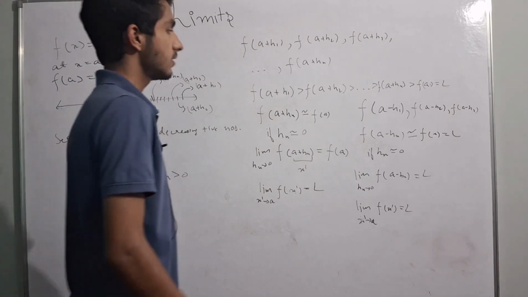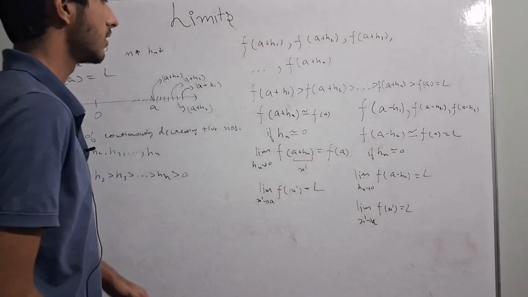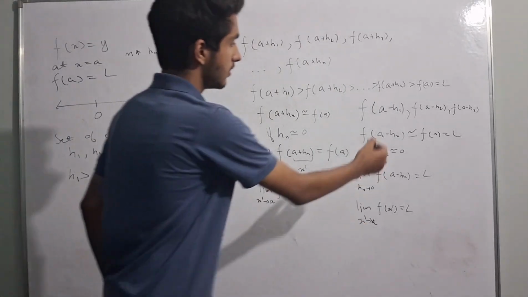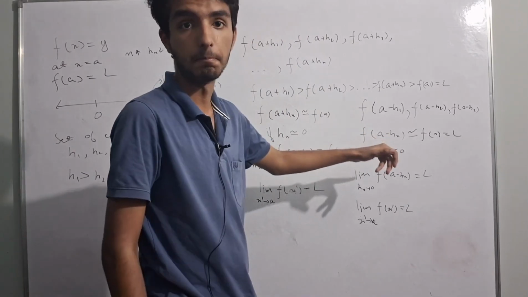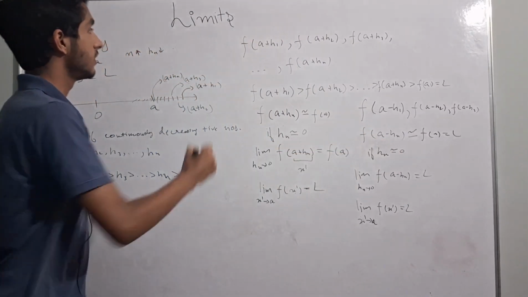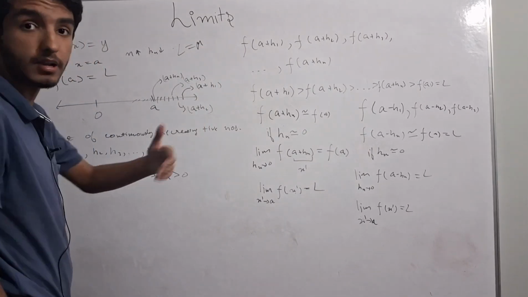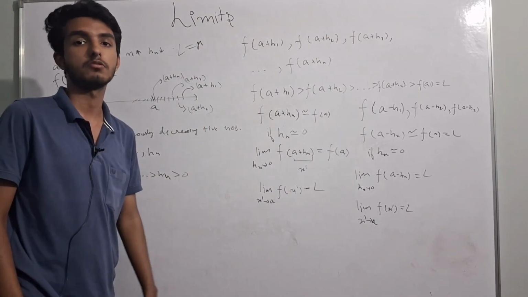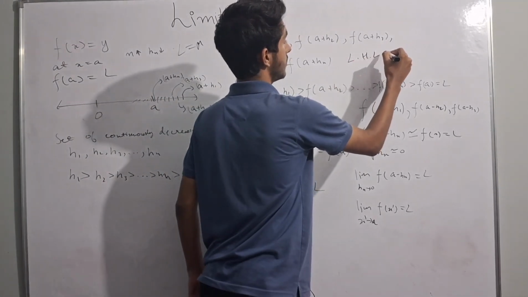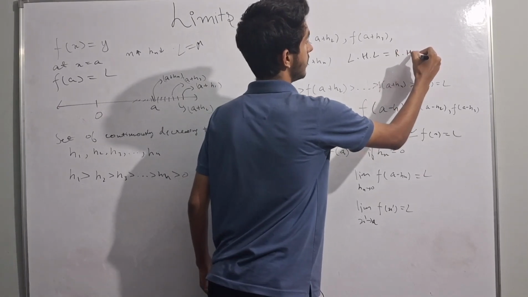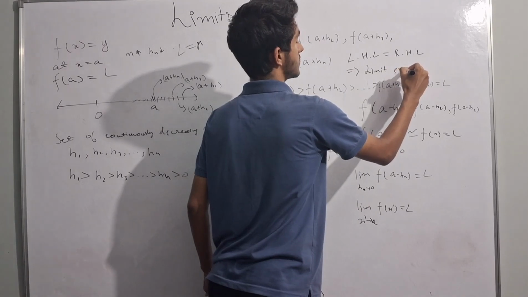And we can also say that sometimes this approaches another number b, or like here we have L, this series can approach another number, let's say m. So generally in most of the cases we get L is equal to m. That means we can say that left hand limit and right hand limit are equal. And when left hand limit is equal to right hand limit, we can say that the limit exists.